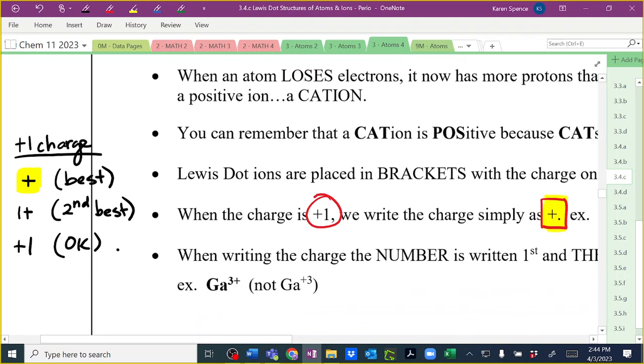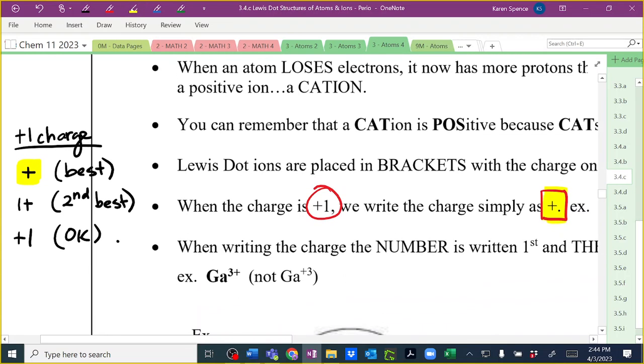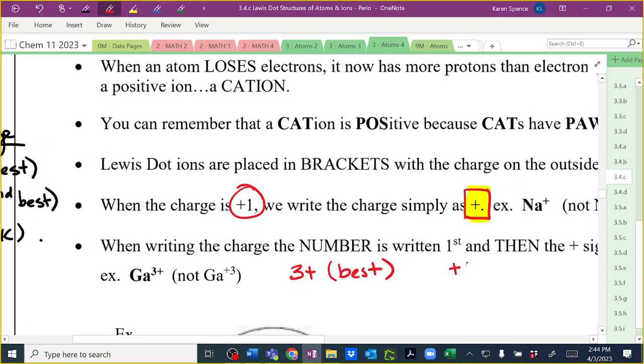Similarly, if you actually have a number other than 1 with your charge, 3 plus would be best. +3 would be okay. So 3 plus is what a chemist would do. +3 is what you might do if you don't remember to be like a chemist on that particular day, which, you know, is not the end of the earth.